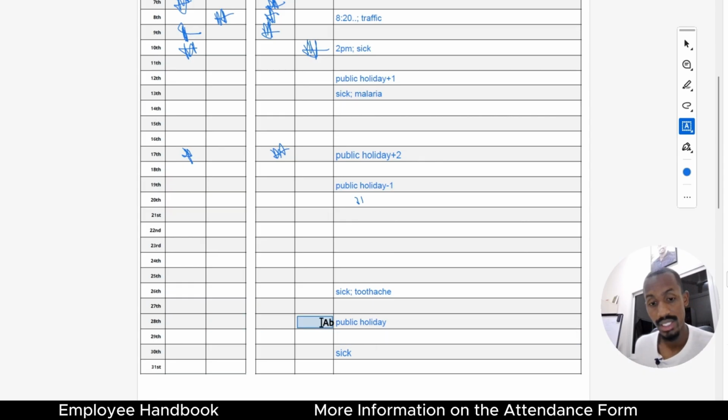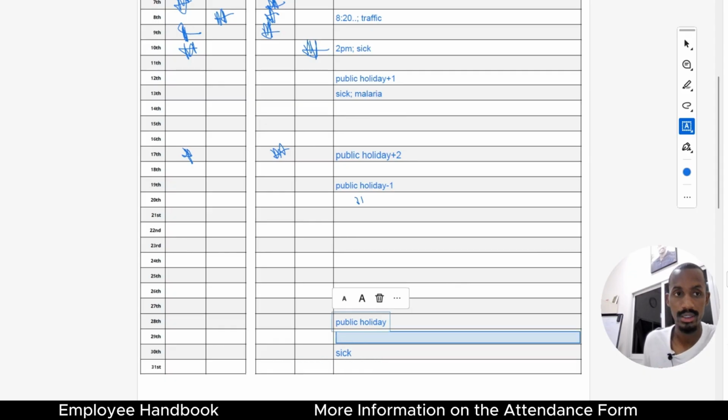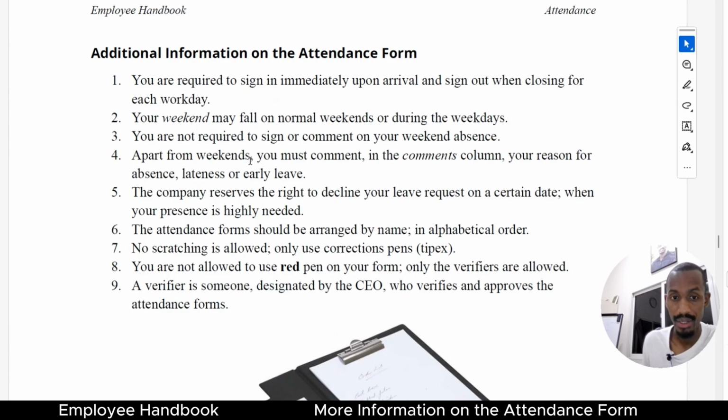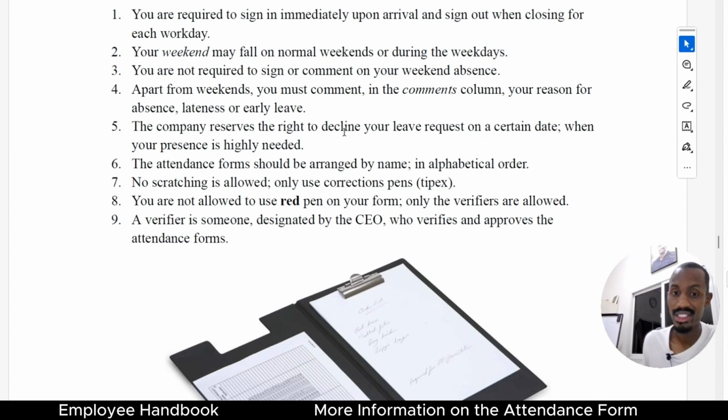But if it's a public holiday and you took it, let's say tomorrow is a public holiday and you did not come, it's normal. You just have to comment public holiday. That's why I say here, apart from weekends you must comment in the comments column your reason for absence, lateness or early leave. The company reserves the right to decline your leave request on certain days when your presence is highly needed. We have already talked about that. When you request a leave, the company might say nope.